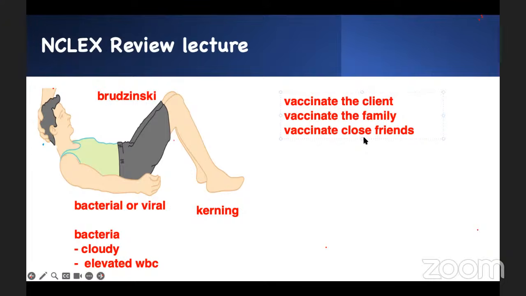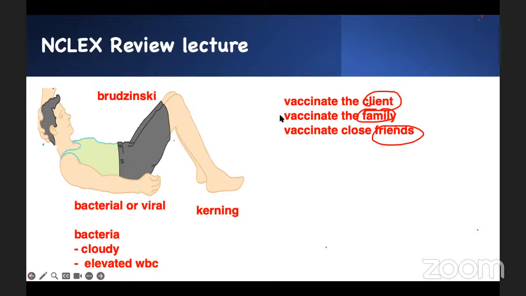Who do you think you need to do that? Who are you going to do? That's the key. I'm waiting for an answer, then we'll be done. So who? The client, their family, or the friends? Who do you think needs to be vaccinated? And this is a concept that you have to pay attention to.